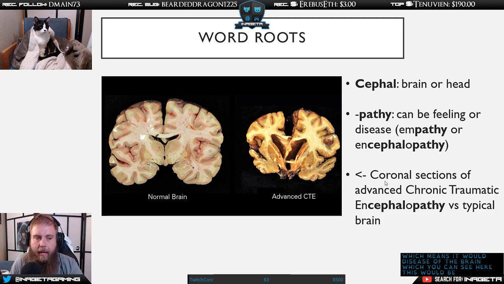This would be a coronal section. Like if you took that beer bottle and cut the brain in half, so there's a front and back half. This is a coronal section of both a healthy brain and a brain with chronic traumatic encephalopathy versus a typical brain. Okay, so I think we talked about this before. Chronic traumatic encephalopathy is kind of like what it talks about. Chronic being over a long time, traumatic being having to do with trauma, in this case physical trauma, and then encephalopathy meaning a brain disease. So this is a brain disease that comes from a lot of physical trauma over a long time.